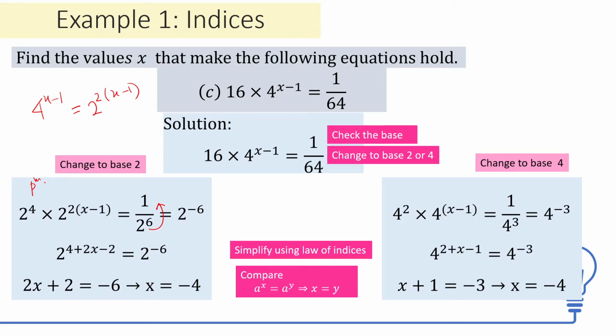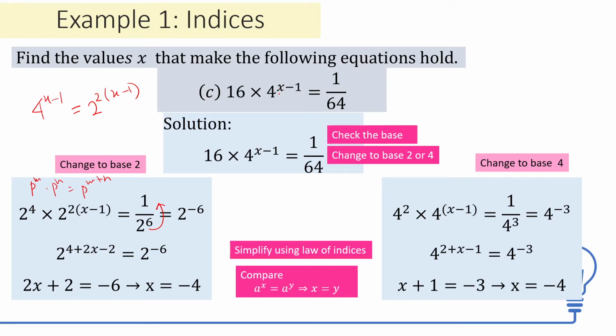We have a^m multiplied by a^n equals a^(m+n). So I can sum the exponents: x plus 2x minus 2 equals 2 to the power of negative 6. Since the bases are the same, we have 2x plus 2 equals negative 6, and then my x equals negative 4.